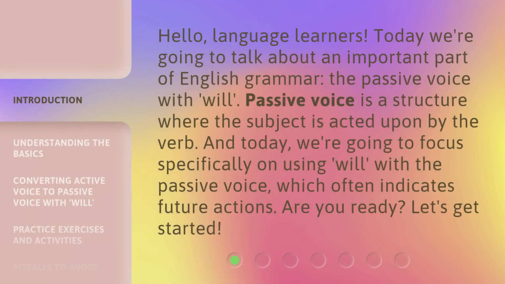Hello, language learners. Today we're going to talk about an important part of English grammar, the passive voice with will. Passive voice is a structure where the subject is acted upon by the verb. And today, we're going to focus specifically on using will with the passive voice, which often indicates future actions. Are you ready? Let's get started.